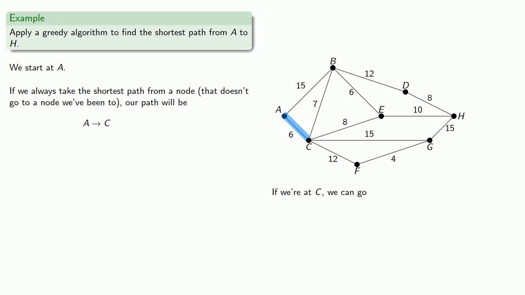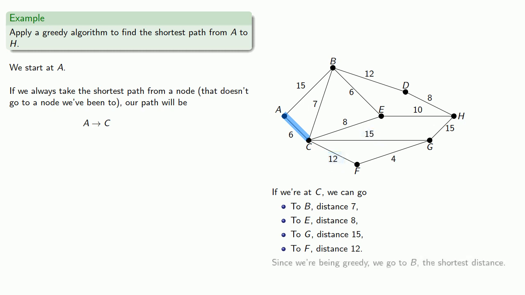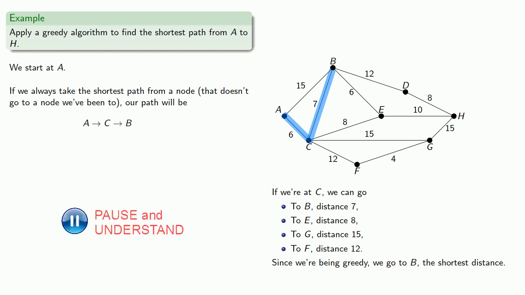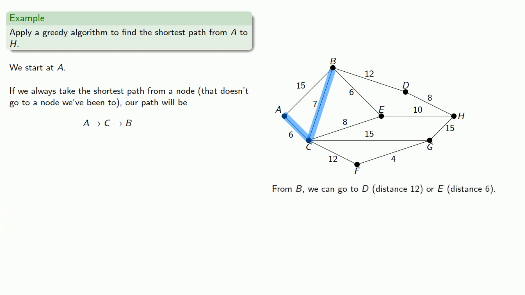Now we're at C. Well, if we're at C, we can go to B, distance 7, E, distance 8, G, distance 15, or F, distance 12. And since we're being greedy, we go to B, which has the shortest distance. Now, from B, we can go to D, distance 12, or E, distance 6. So we go to E, which has the shortest distance.